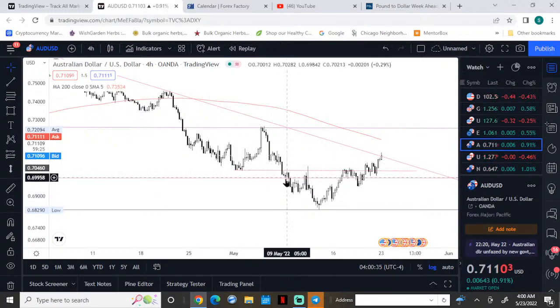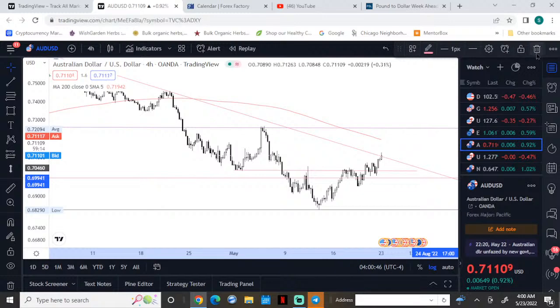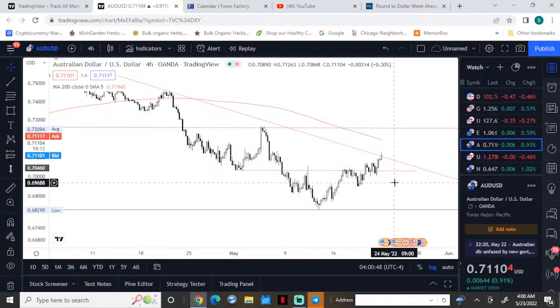Price didn't really, it broke through and it came back and retested this area. So price really ain't thinking about this one right now. I'm going to delete that one.